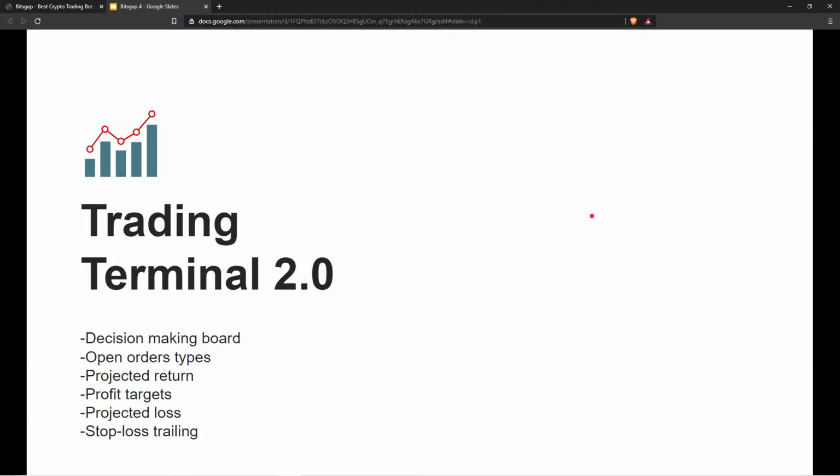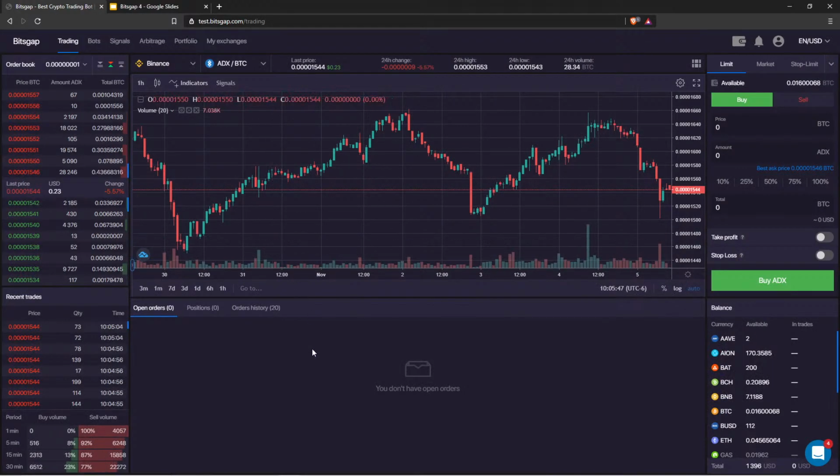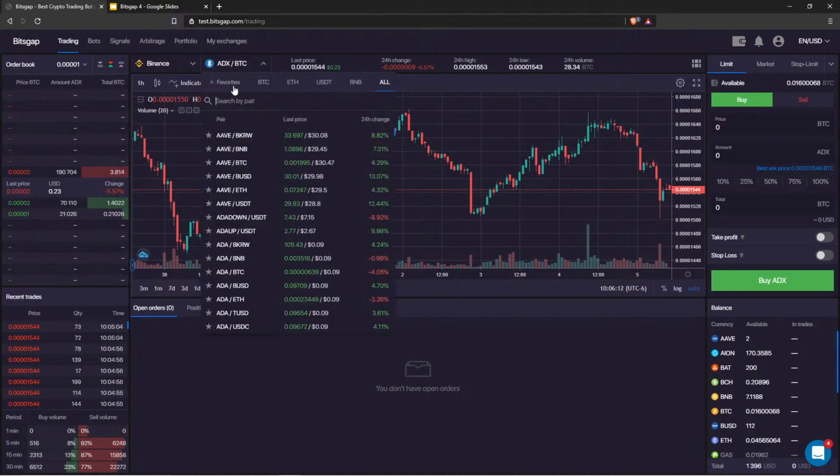So we will start with the trading terminal, and let's move to the trading terminal itself. That's the front page as you log in and go to the trading section. Notice that on the left side, that's what I call the analytics side, because here you have the order book and you can adjust it by the decimal value. For instance, let's switch to BTC trading.